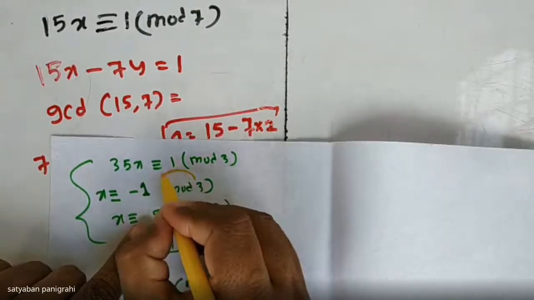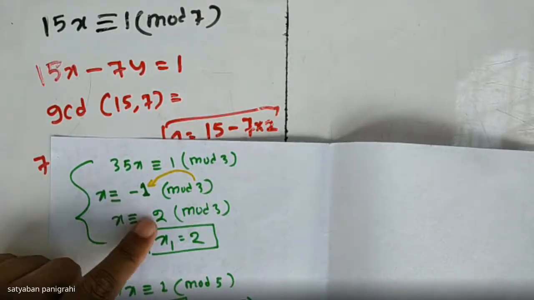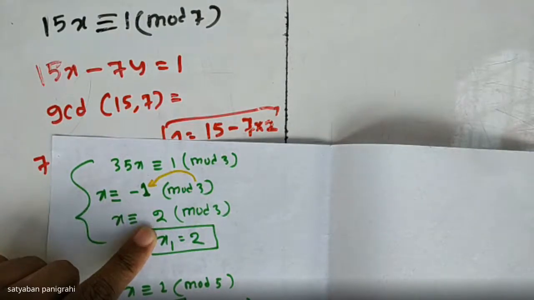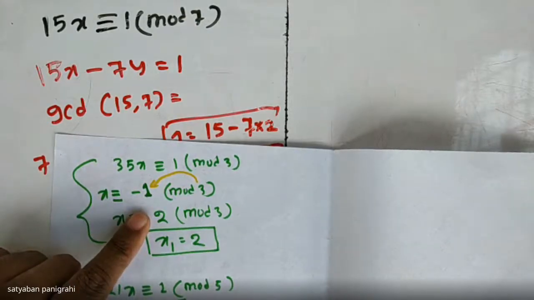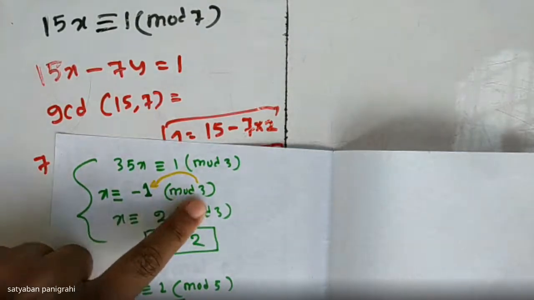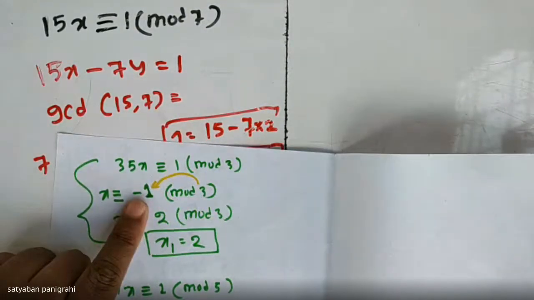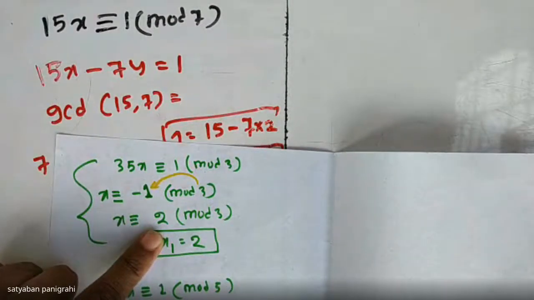-1 is equivalent to 2. Just add 3, nothing else. Apply the simple concept of congruence. To remove this minus, I am just adding this 3. Okay, this gives 2.